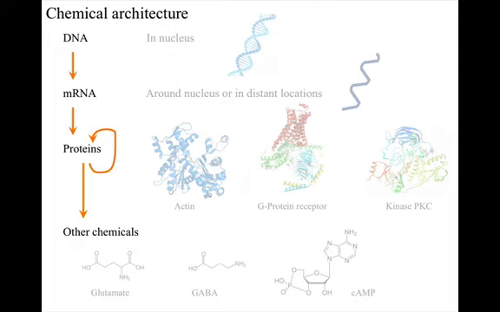Proteins like kinases control other proteins, and proteins regulate the processes by which proteins are synthesized from mRNA, messenger RNA, and even the processes by which mRNA is synthesized from DNA. So there are feedback loops within this chemical architecture.